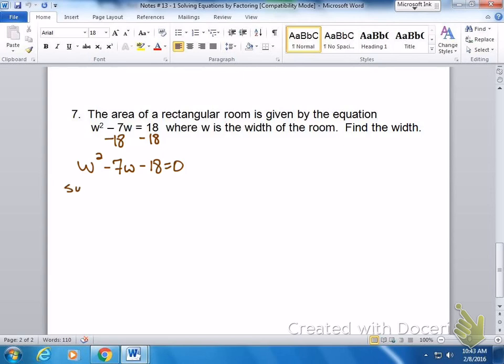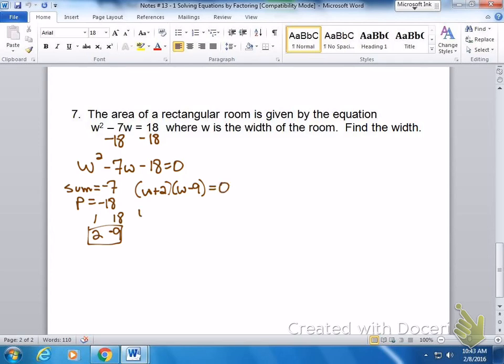So now I need to do my sum and my product. The sum is negative 7. The product is negative 18. 1 and 18 is not going to work, but 2 and 9 look nice. If I have negative 9, I get my negative 7. So there are my solutions, or my answers. So I have w plus 2, and I have w minus 9. Since my a, again, is 1, that's all I have to do, and those equal 0.